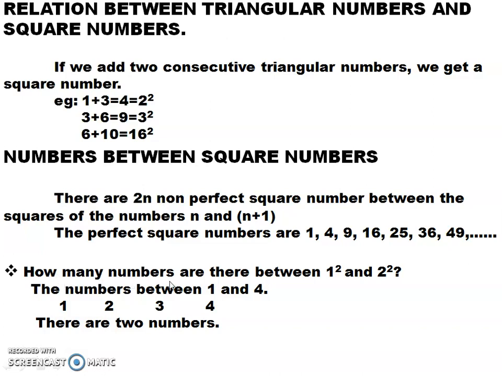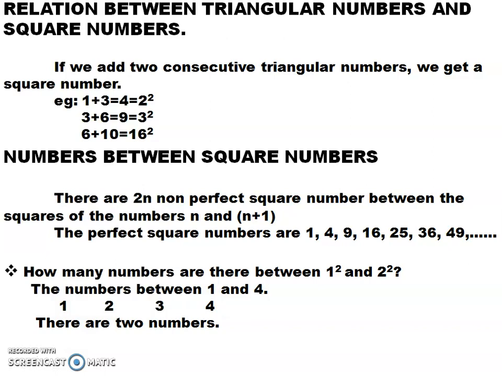How many numbers are there between 1 square and 2 square? What is 1 square? 1 into 1, 1. What is 2 square? 2 into 2, 4. Tell me how many numbers are there between 1 and 4? 1, 2, 3, 4. So, cancelling 1 and 4, how many numbers are there? There are 2 numbers.